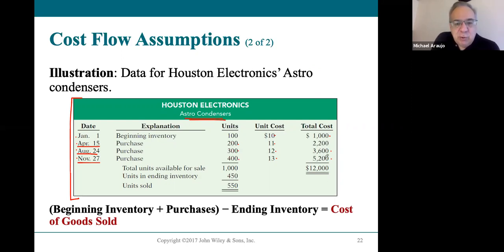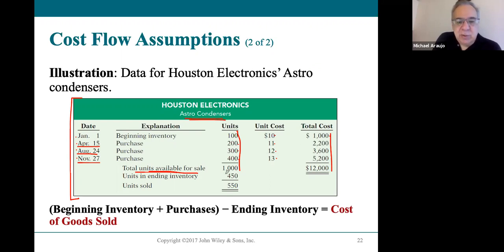So throughout the year, they had 1,000 units available for sale. That's the total units available for sale, 1,000. And the total cost for those units was $12,000. Okay, does everyone understand? Don't read too far ahead. We're just going line by line. That's the only way to read these things, line by line. So if you have any questions, please pop in at any time.